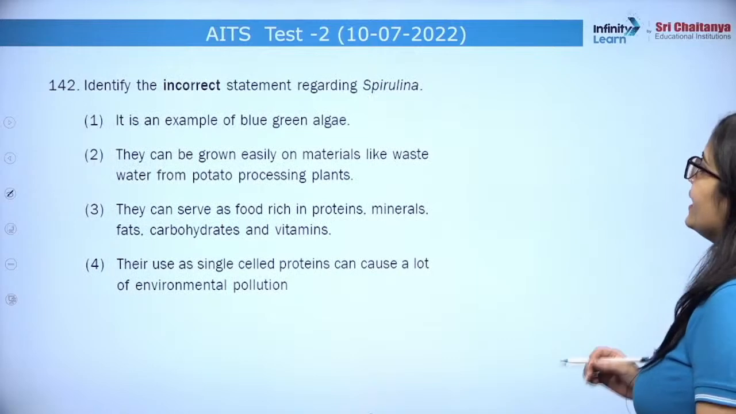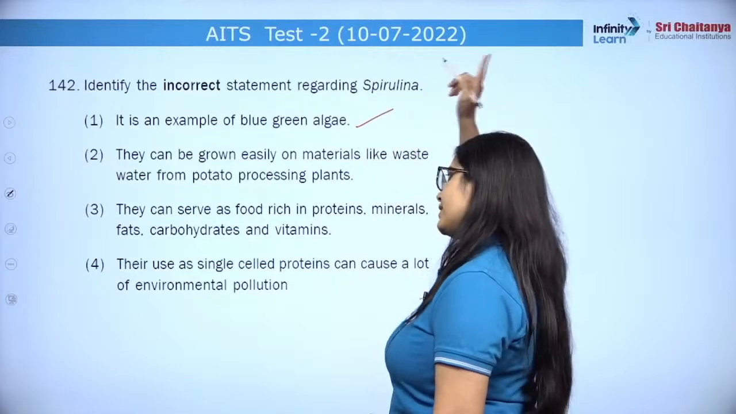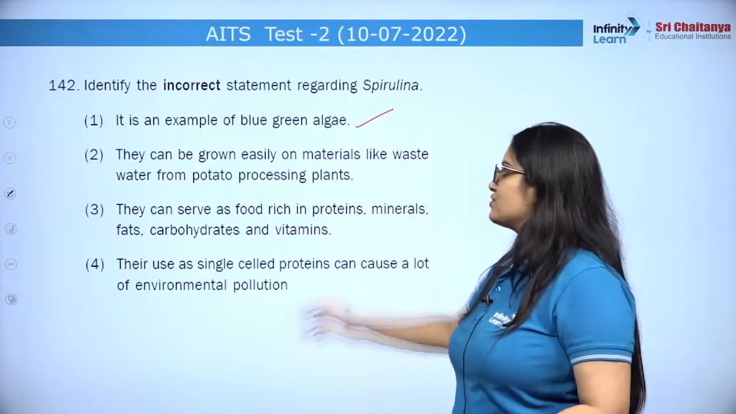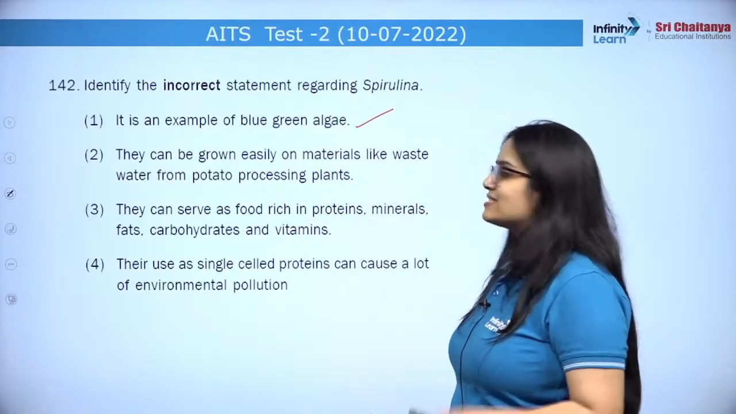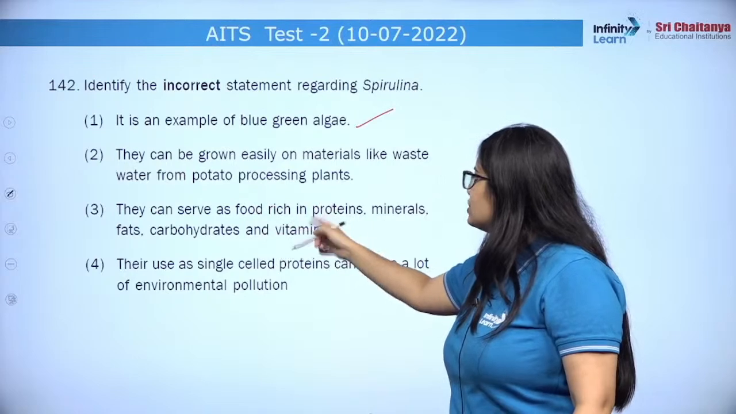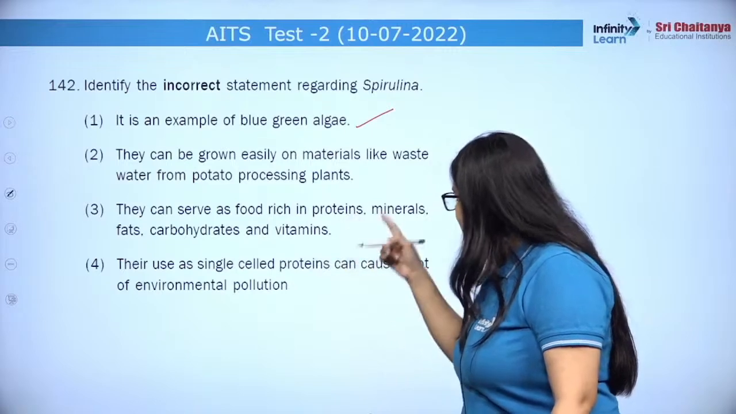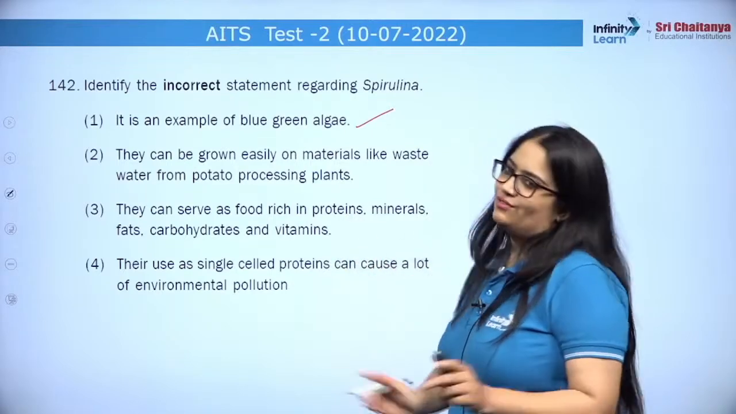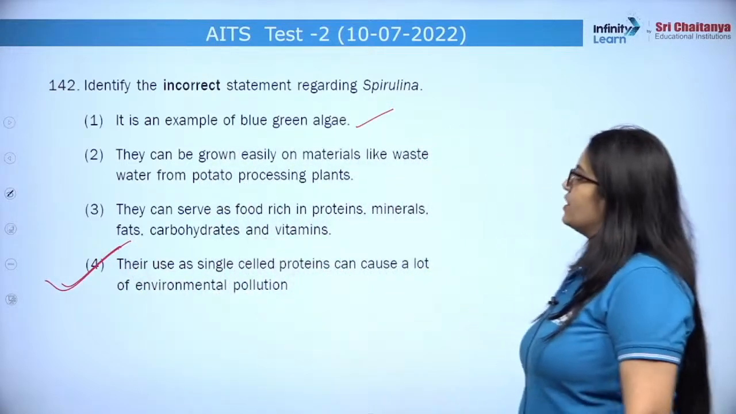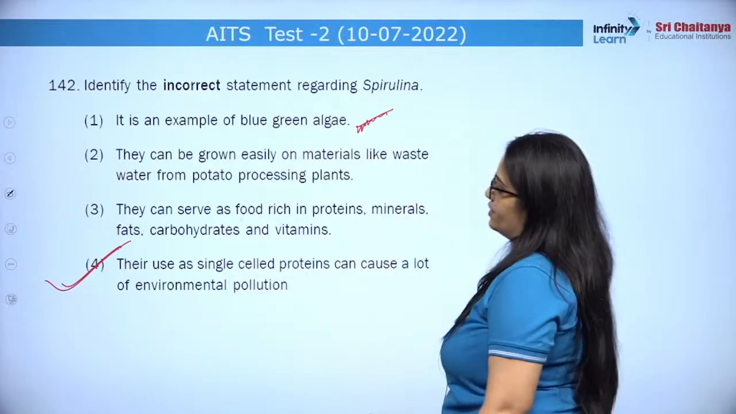Next, identify the incorrect statement about spirulina. Okay, this is an example of blue-green algae, correct. It can be grown easily on material like wastewater from potato processing, etc. This information is there in the single cell proteins topic. They are single cells rich in protein. They can serve as a food rich in protein, minerals, carbohydrates, vitamins, fats, etc. That's right. Their use as single cell protein can cause a lot of environmental pollution. No, this is absolutely wrong. So this becomes your answer, right? The others are correct, but what is asked? Incorrect. This is incorrect.